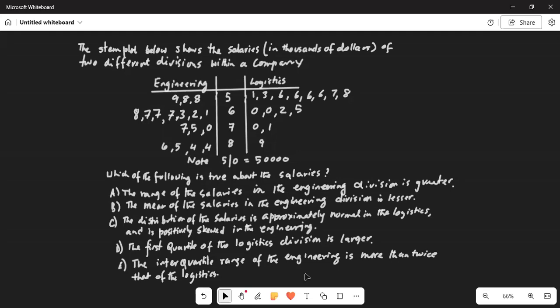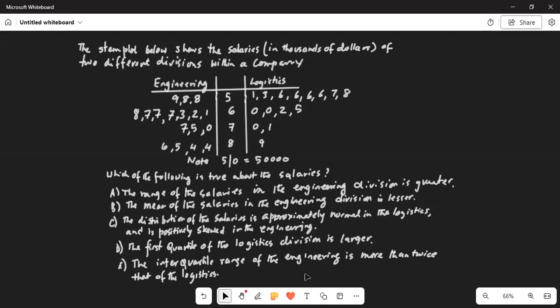The column in the middle is the stem, and at the bottom it says note 5 with a leaf of 0 means 50,000. So in engineering, you have leaves in the stem of 5 of 8, 8, 9. In logistic, you have in the stem of 5, leaves of 1, 3, 6, 6, 6, 7, 8. So 5 and a 1 means 51,000.